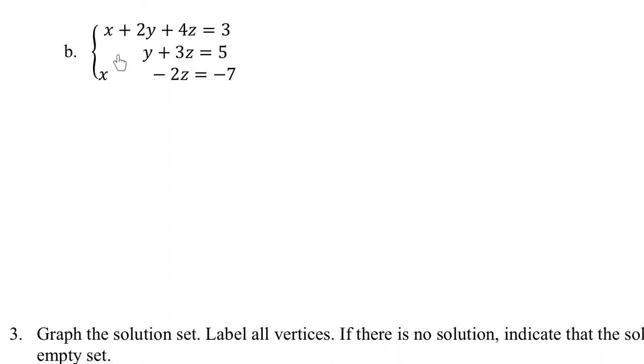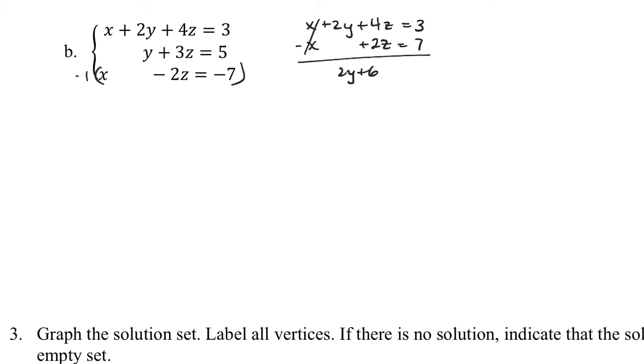So I notice that x is already eliminated from this equation. So I'm going to choose to eliminate x from the top and bottom equation, which means let's multiply that bottom equation by negative 1. So the top equation stays the same. Bottom equation changes to negative x plus 2z equals positive 7. X eliminates. We have 2y plus 6z equals 10.